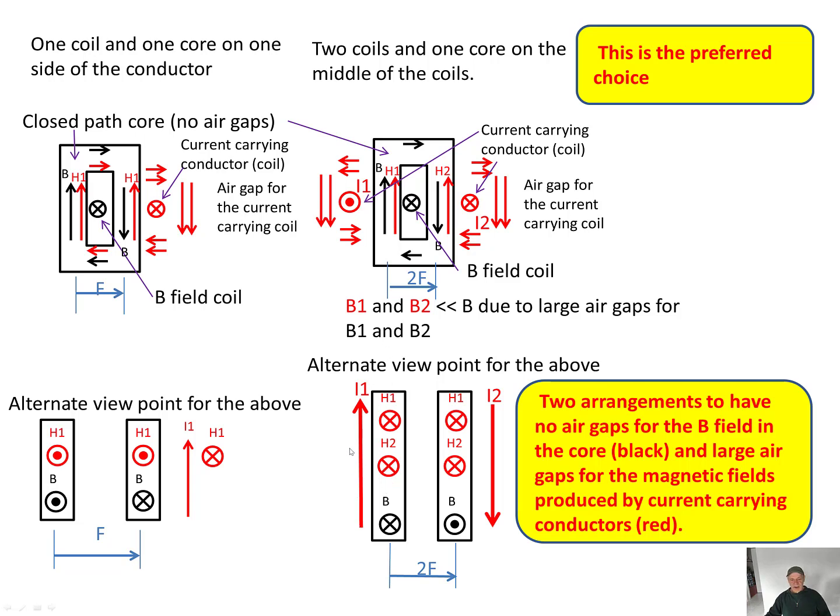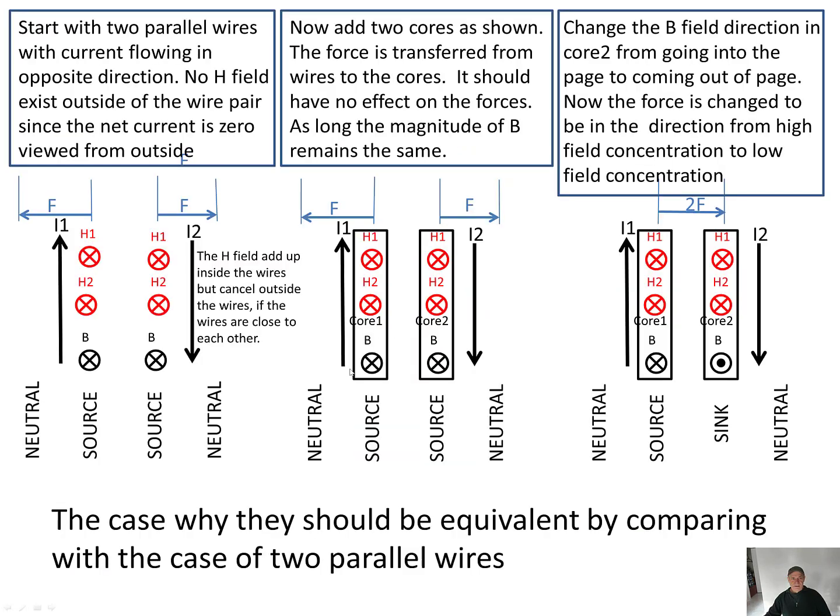So the current is flowing upwards, downwards here. The H field is into the page, but the B field here is into the page and out of the page here. Two arrangements to have no air gaps for the B field in the core, black, and the large air gaps for the magnetic fields produced by the current carrying conductor, red. The case, they should be equivalent by comparing with the case of two parallel wires.